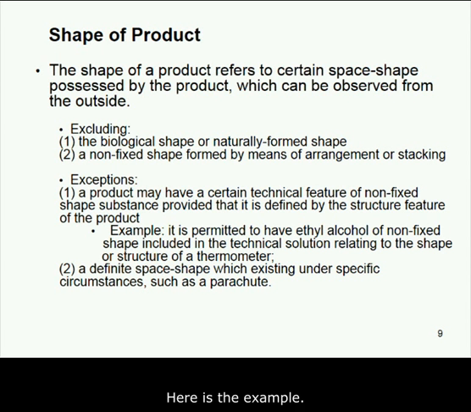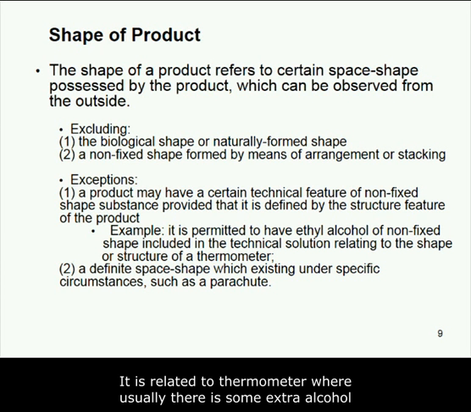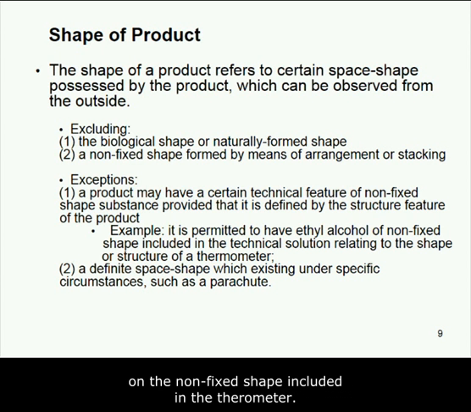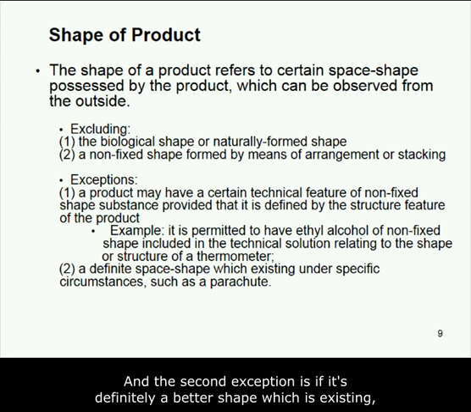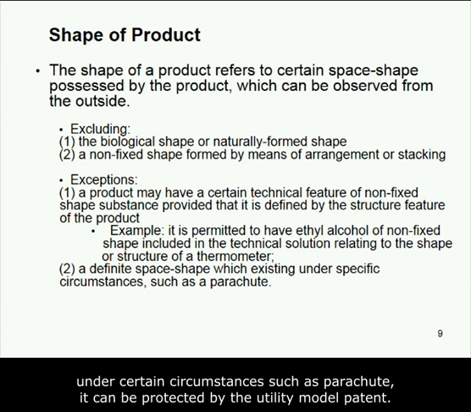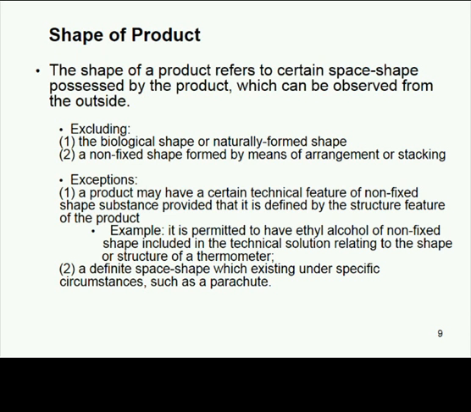Here is an example. It's related to a thermometer. Usually, there is some alcohol of non-fixed shape included in the thermometer. So for such situations, it can be protected by utility model patent. And the second exception is a definite space shape which exists under certain circumstances, such as a parachute. It can be protected by the utility model patent.